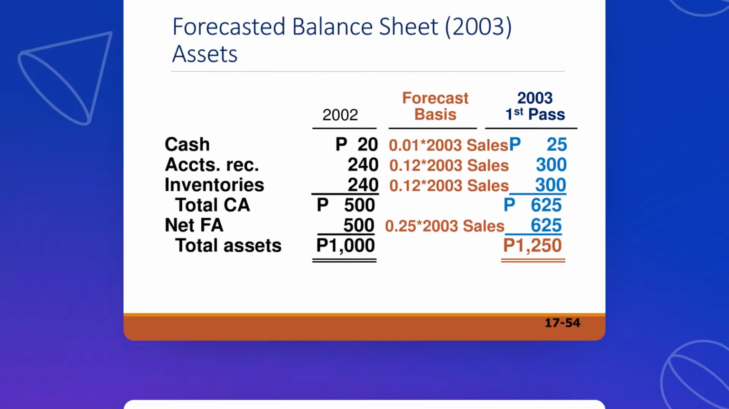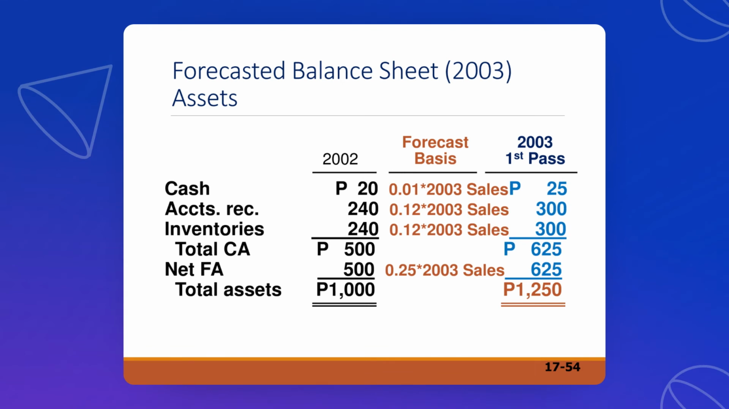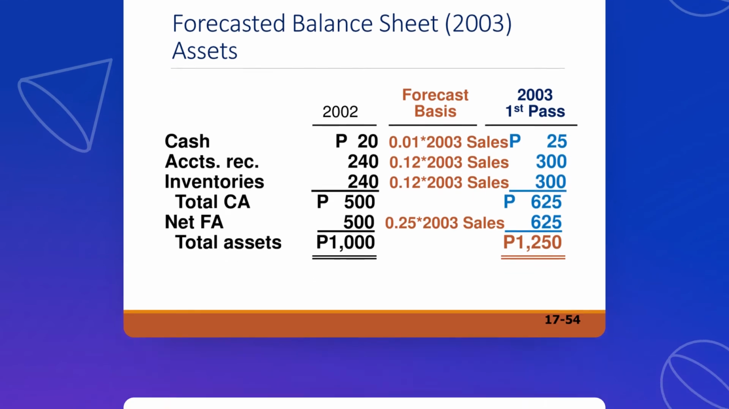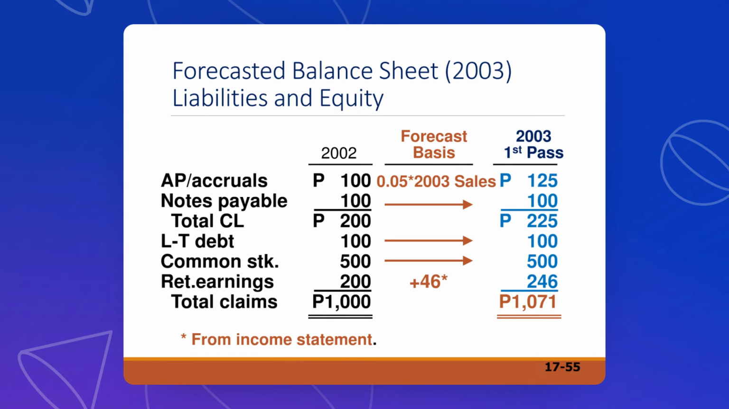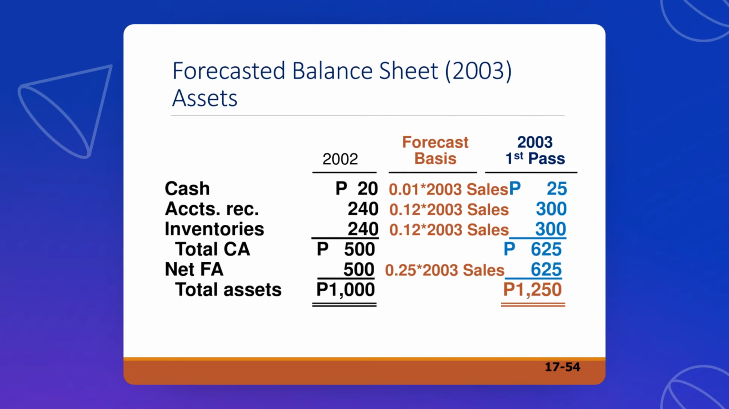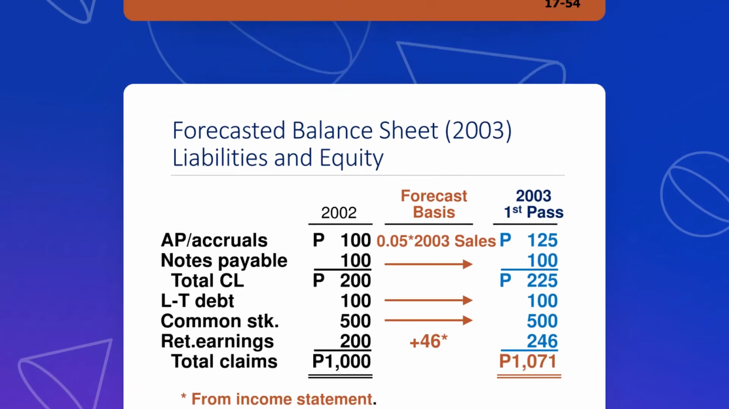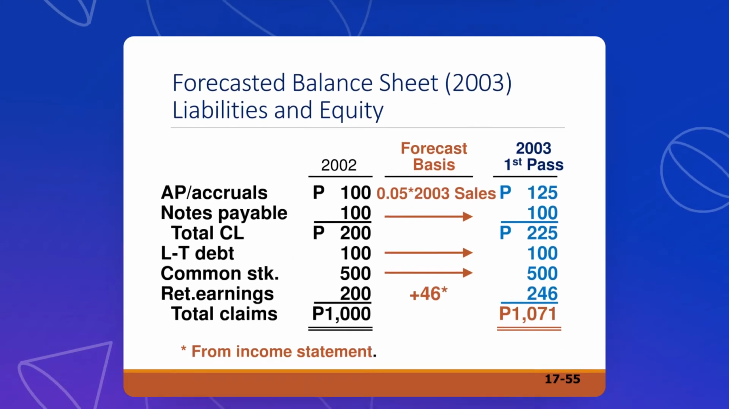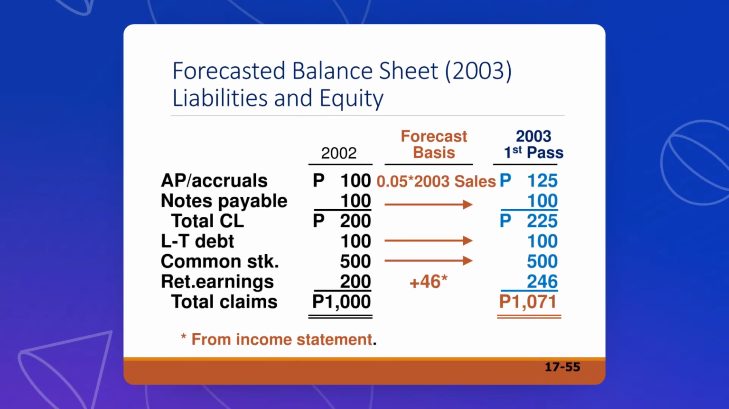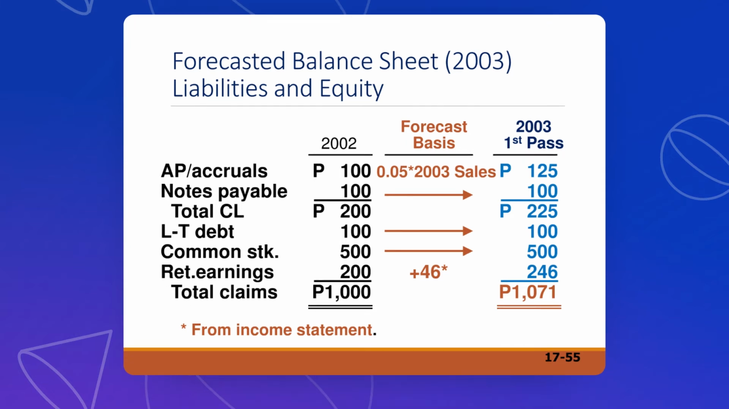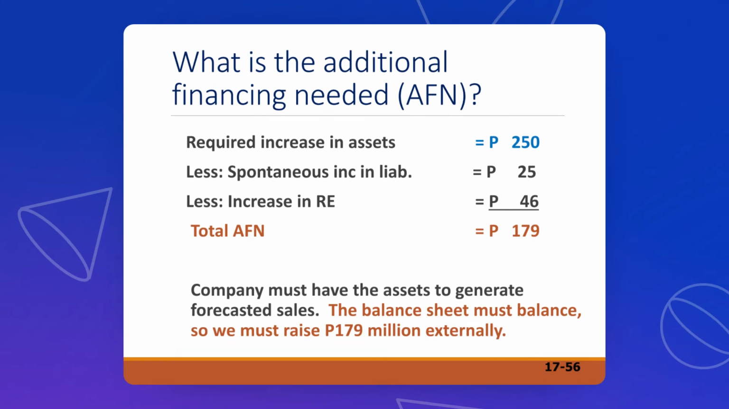If you notice, the assets here is 1,250 and your claims here, your total equity and liability is 1,071, meaning to say, yan ay hindi parehas. Okay? Your assets is 1,250 and this one is 1,071. Di ba class? Merong disbalance. Ang tawag doon class ay your additional funds needed.